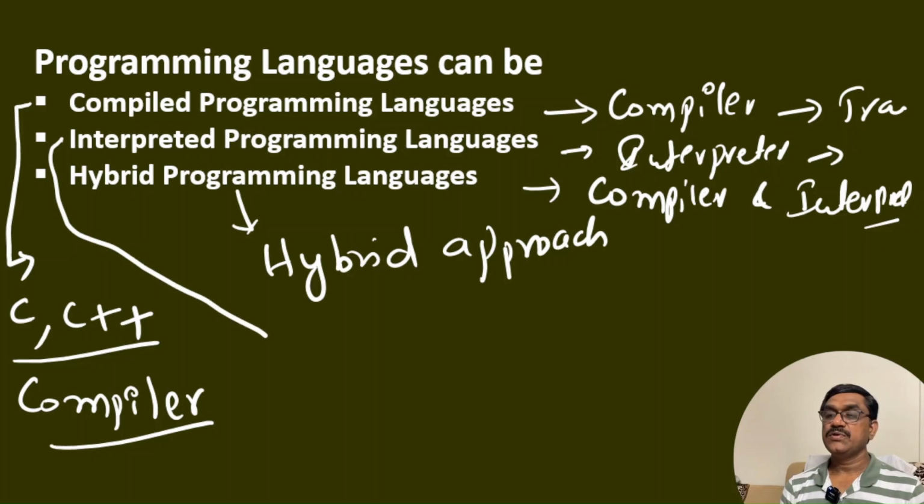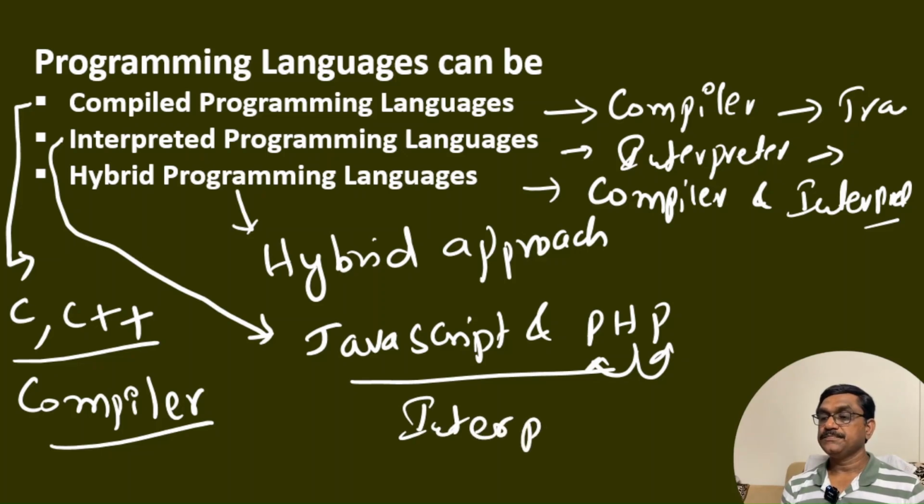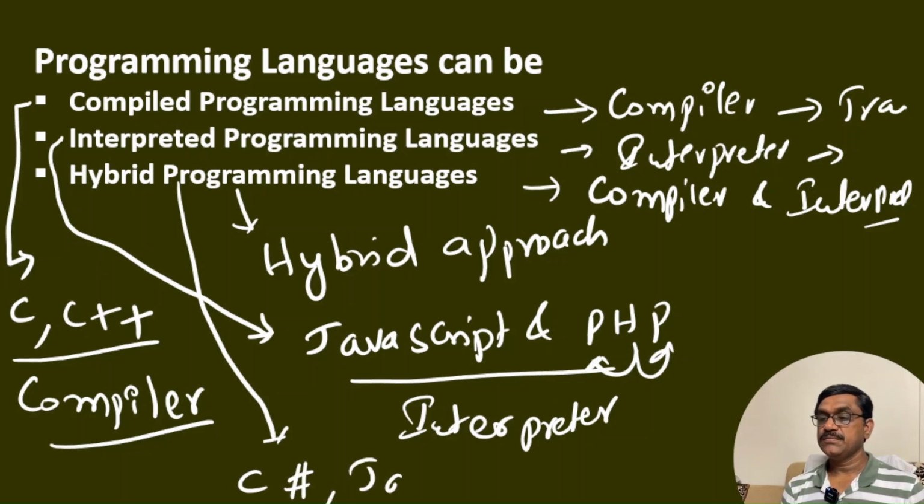After that, coming to the interpreted programming languages, mainly we include JavaScript and PHP. PHP stands for Hypertext Preprocessor. Remember the abbreviation Hypertext Preprocessor. These are the good examples for interpreted programming languages. Why? Because they use interpreter. And finally, we are going to take the examples of hybrid programming languages. Under this, we have C Sharp, Java, and also we are going to include Python.